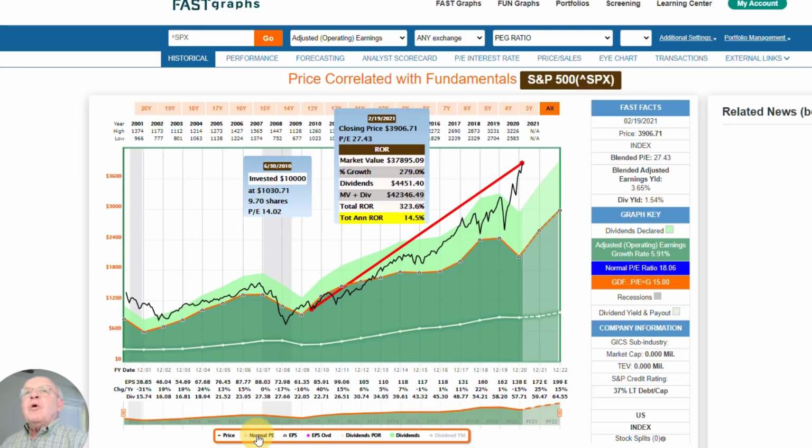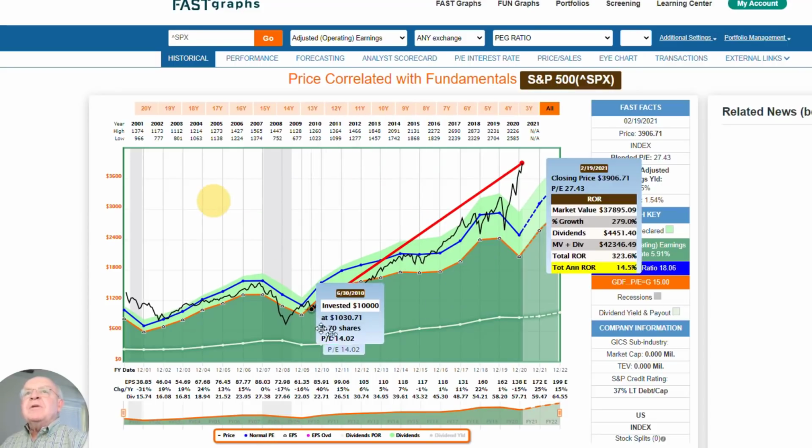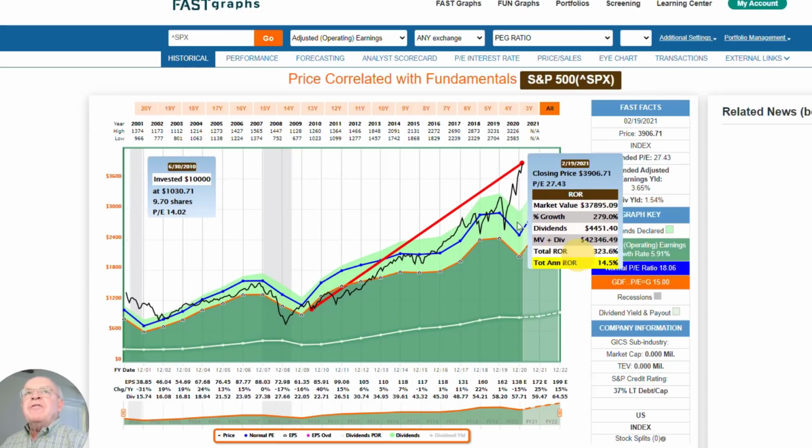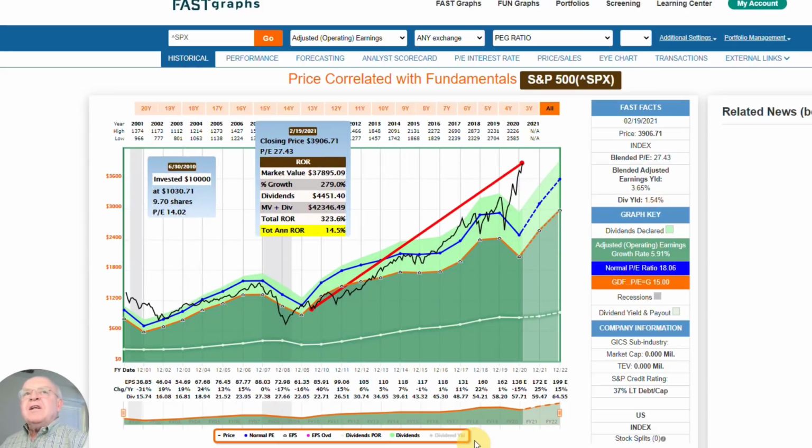Now, if I put the normal PE on the graph at the same time, this is another valuation reference. What I want you to see practically is that now I've got a PE of 15, which is the orange line, and a PE of 18, which is the blue line. So anywhere the price touches this blue line, it's a PE of 18. Anywhere it touches the orange line, it's a PE of 15. And for most of this time frame, the market stays clearly within those two, I'll call them valuation references. This is kind of high value or fully valued.